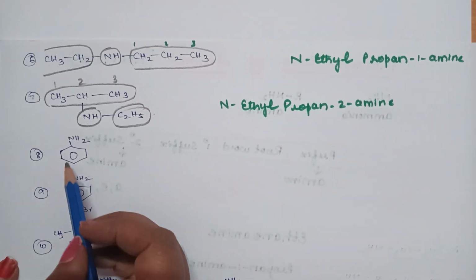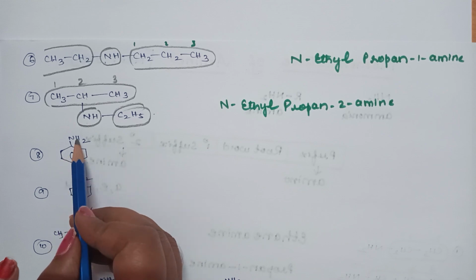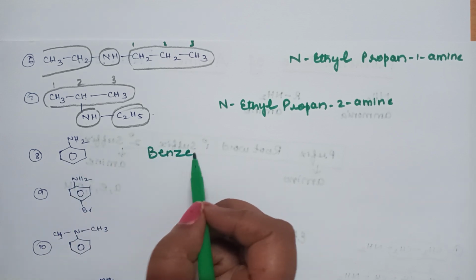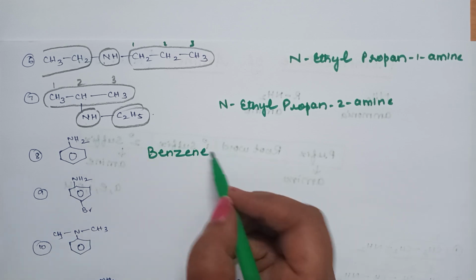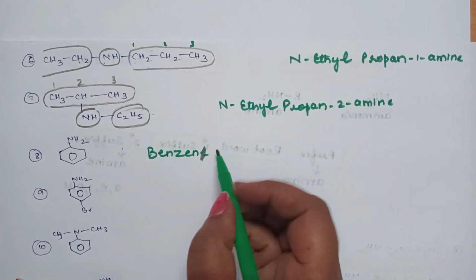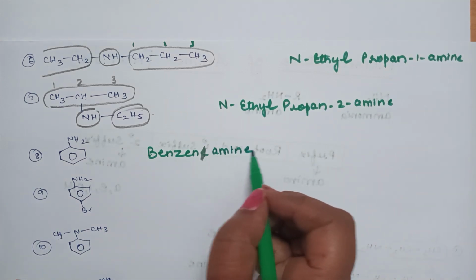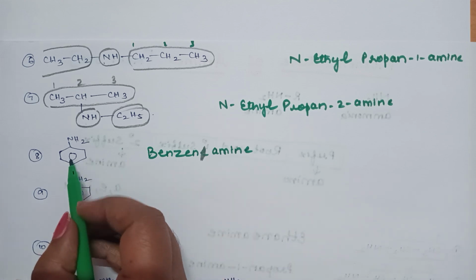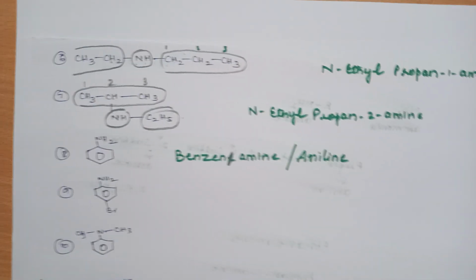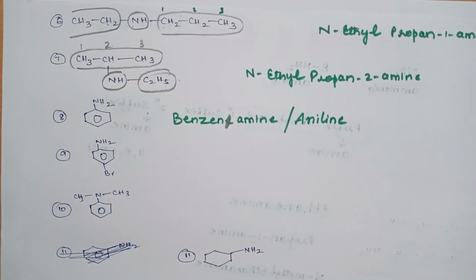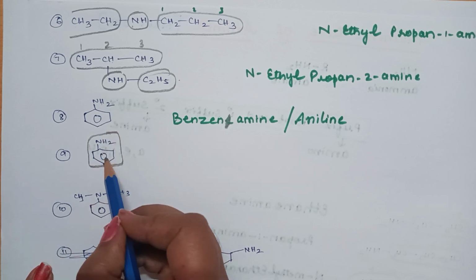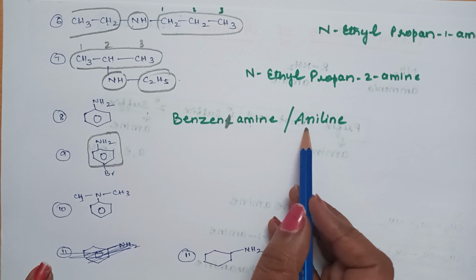Next example. You can see here there is a benzene ring to which the amine group is attached. Write benzene first, and then this is amine. Amine starts with A, so don't write this E. Write benzenamine. This is the IUPAC name of this structure. One more name you have, you can write aniline.